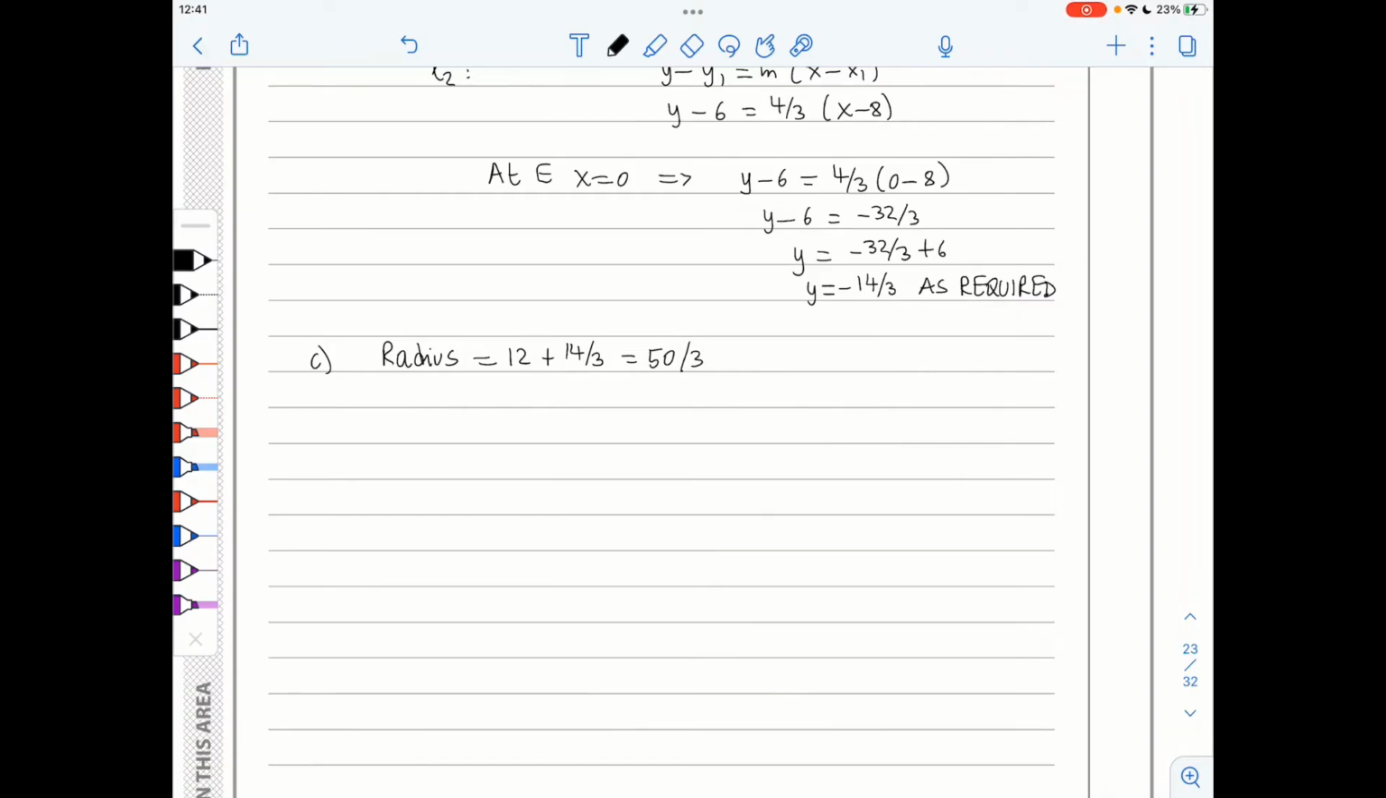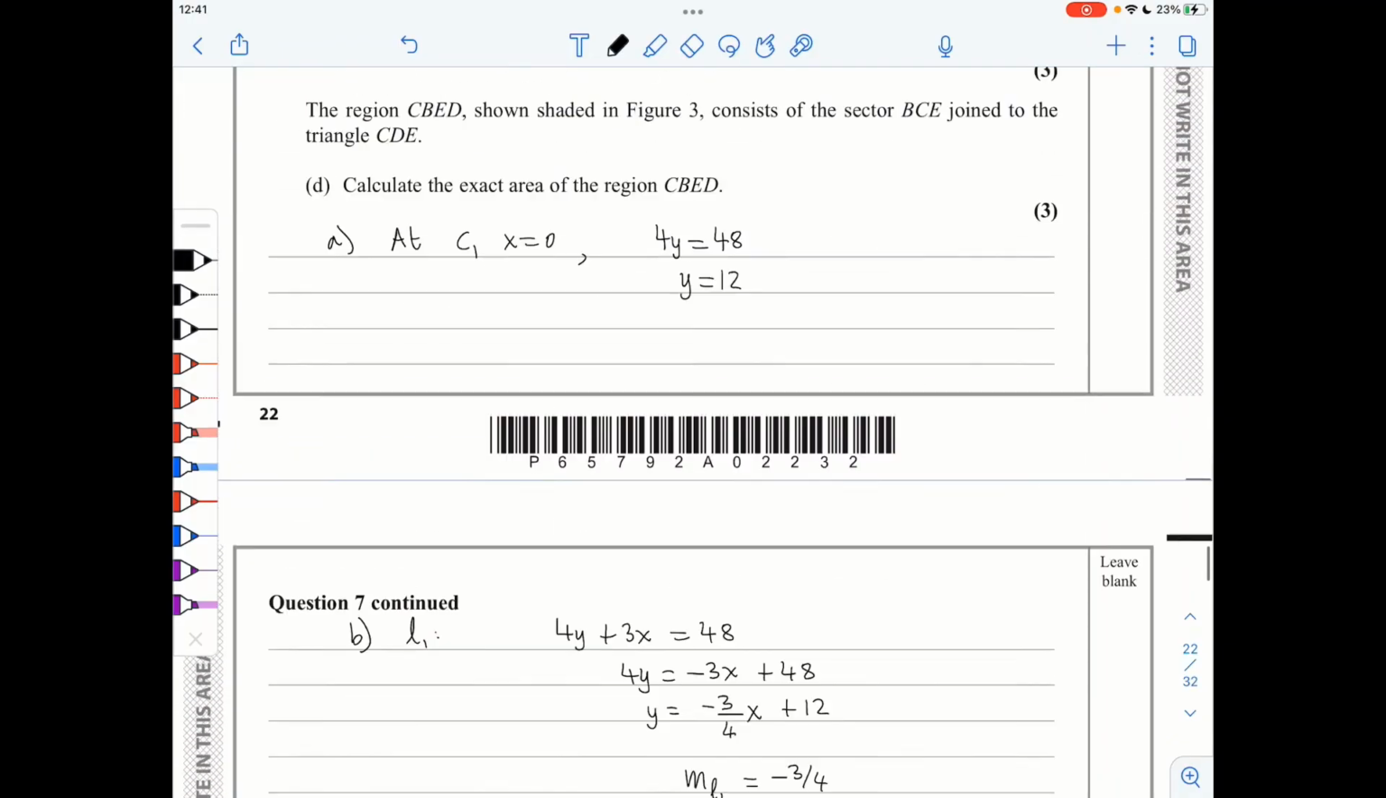The length of the arc is r theta, and theta must be in radians, which in this case it is, given in radians. So it's 50 over 3 times 1.8, which gives me an answer of 30 units.